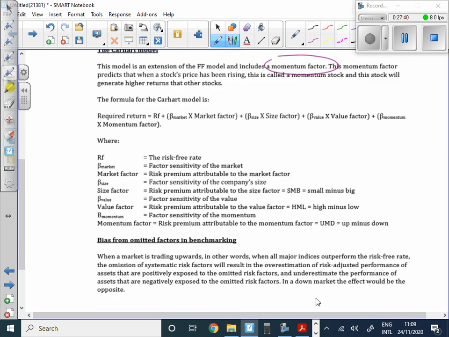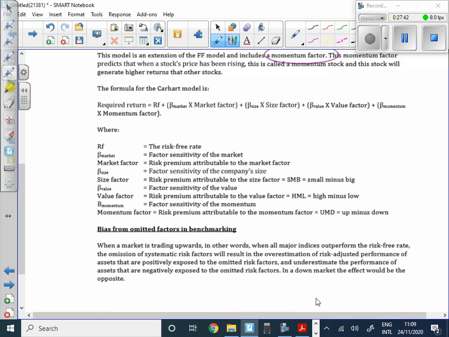Okay, there's your numbers. What bias arises from omitted factors? What happens if I leave something out in my benchmark? Instead of using all the correct factors, I leave one of them out.